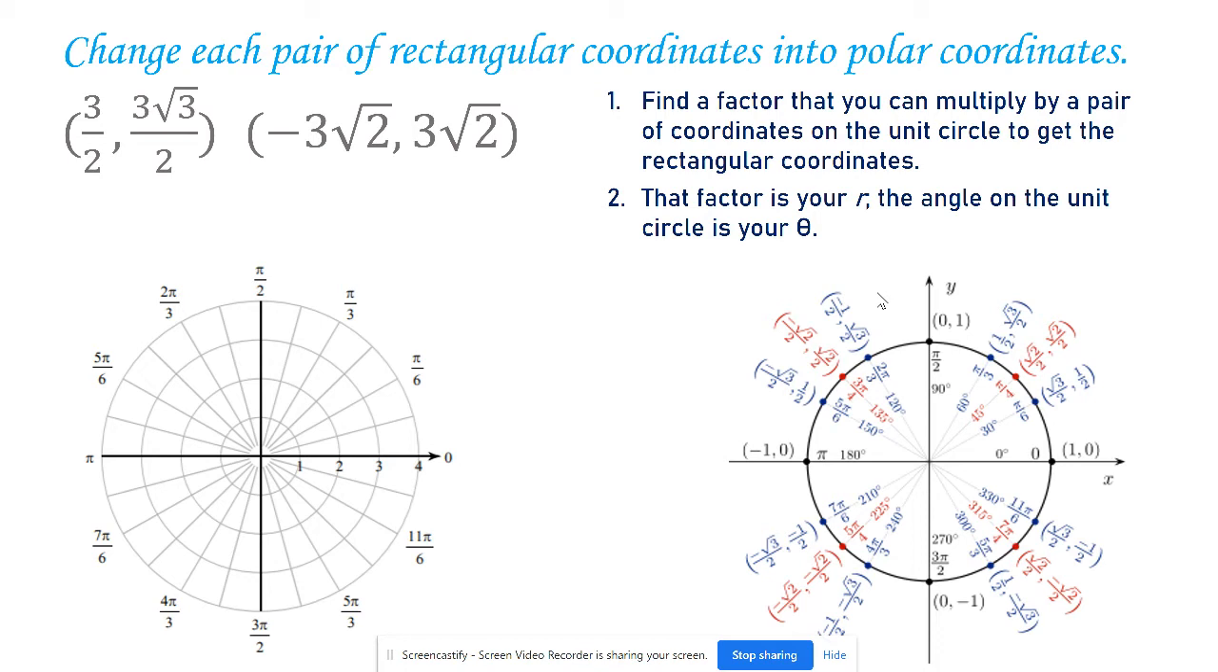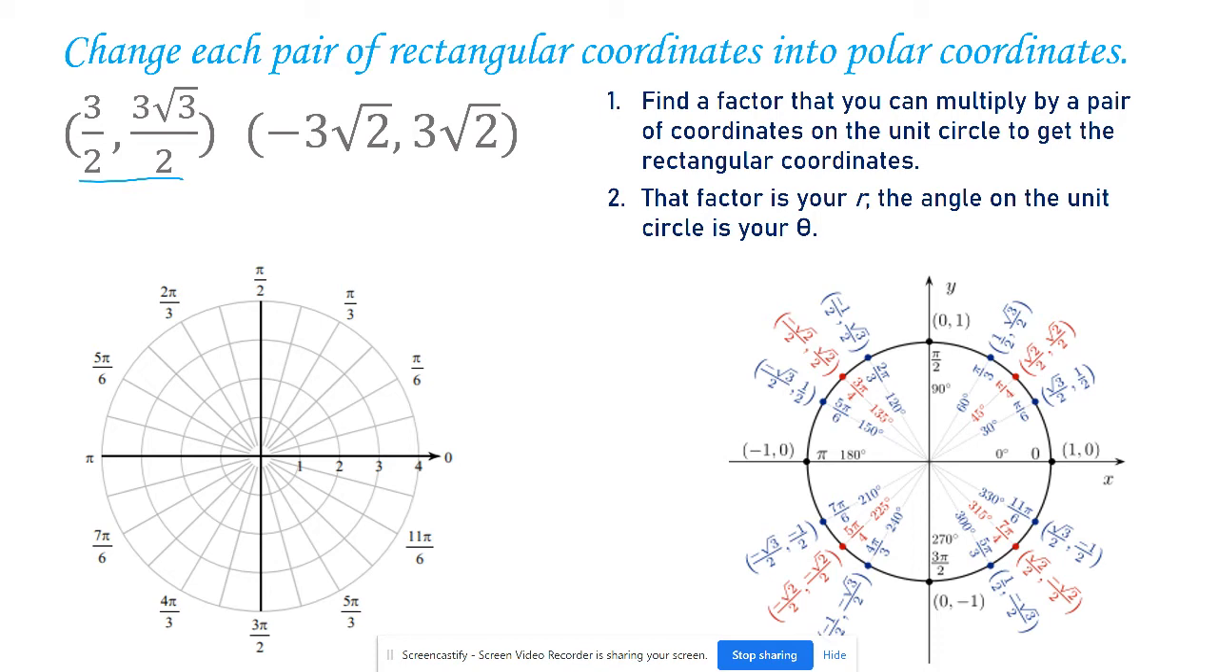So what I'm talking about is if you look on the unit circle, you've got stuff like square root of 3 over 2 and 1/2. You have square root of 2 over 2 and another square root of 2 over 2. 1/2 and square root of 3 over 2. So you want to think about those coordinates, and is there a way you could multiply a factor by both of those, and get a certain pair of rectangular coordinates?